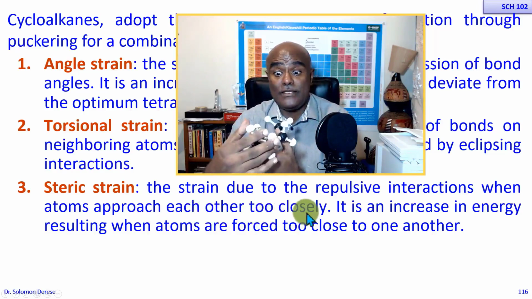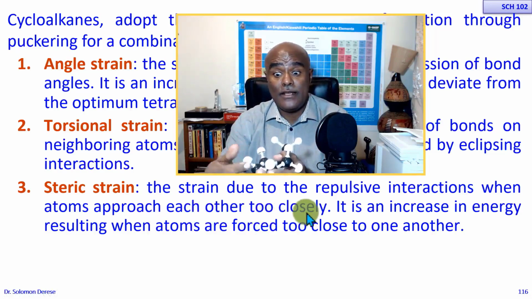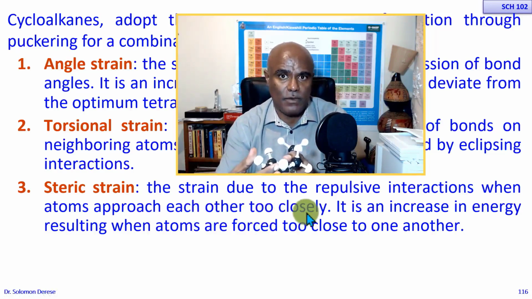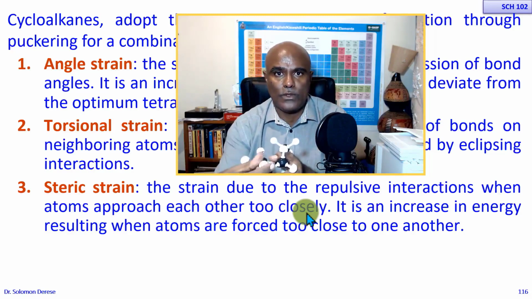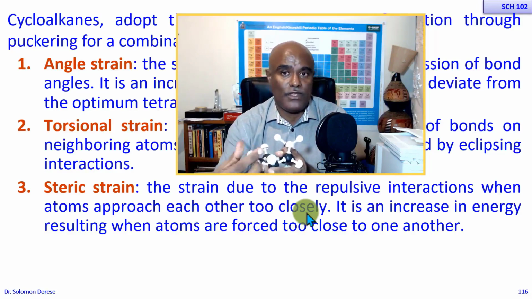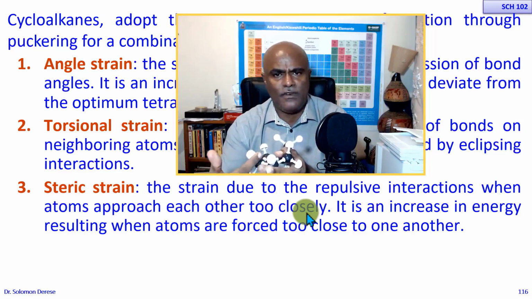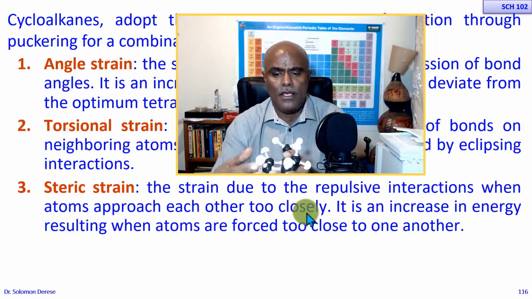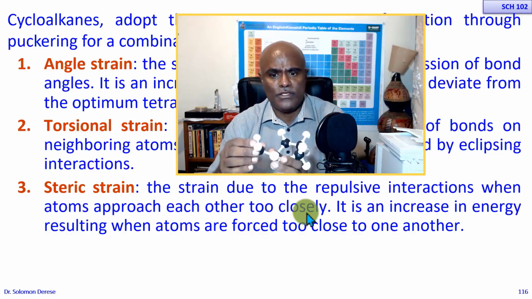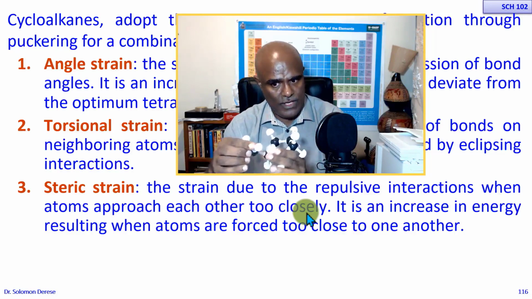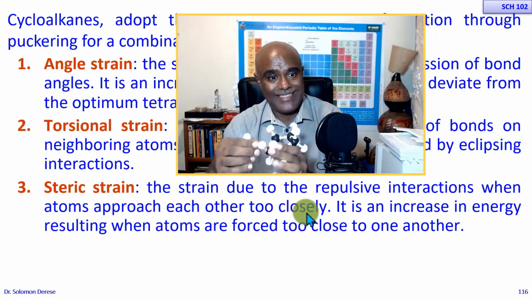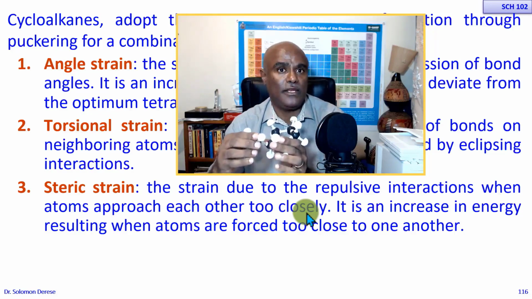So these ones are as far apart from each other as possible, because this is the smallest element, hydrogen. This is also another hydrogen. Both of them are the smallest element. They are as far away from each other as possible. But when you replace the hydrogens with a bulky group, this bulky group will come very close to the other hydrogen, to the other atoms. So as a result of that, there is going to be steric strain.